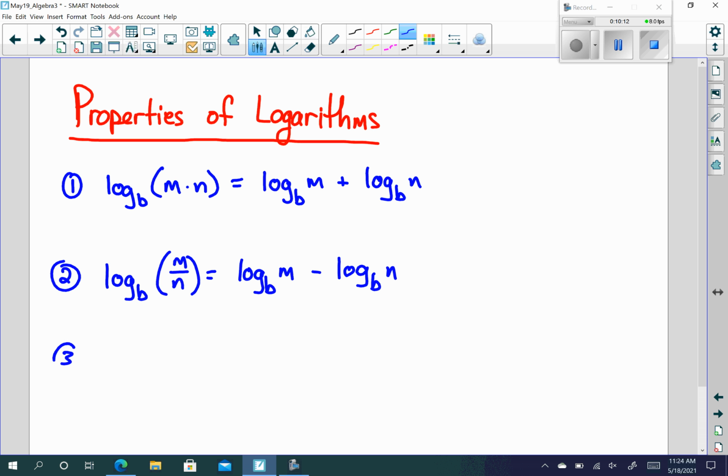And then the third property is log base b of m raised to the nth power. If you remember, if we have a power to a power, we multiply the exponent. So this exponent comes down in front, and we multiply it by log base b of m. So those are going to be our three basic properties, and that's all we're looking at today, just some basic examples of applying these properties.